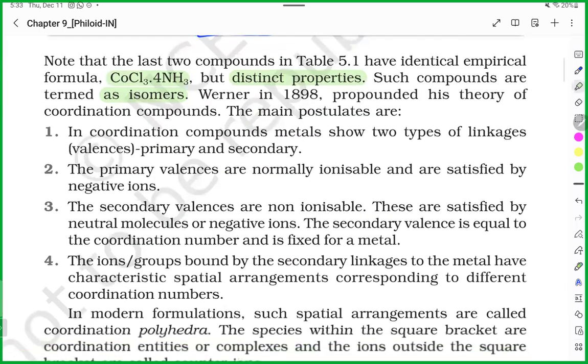All these 4 points are extremely important. The coordination compounds show two types of valency and linkage. People will miss this word linkage. They will focus on the valencies. It could be primary and secondary, two types. Primary valency is ionizable and will be satisfied only by the negative ion. Secondary valency is non-ionizable. Why?